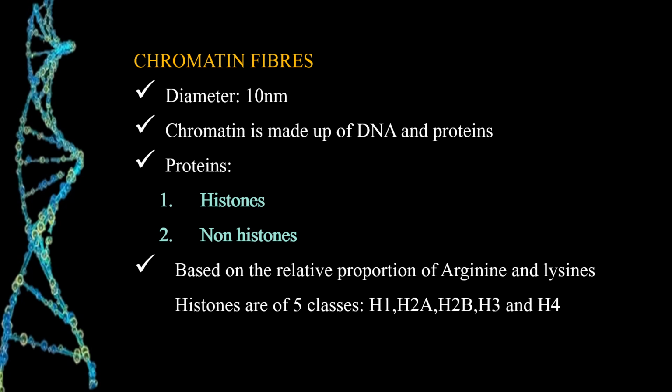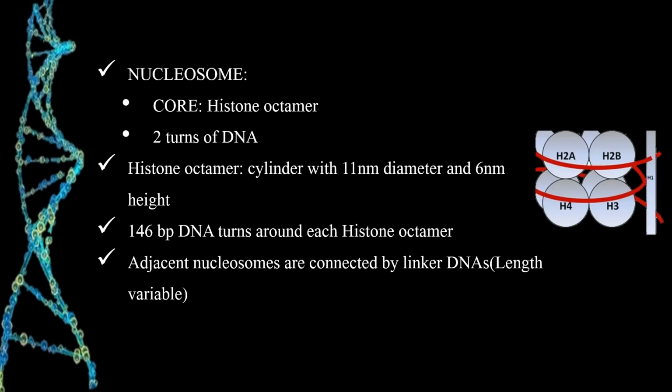Of these 5 classes, H3 and H4 are highly conserved in evolution with similar amino acid sequences even in totally unrelated species. The 10 nanometer fiber is arranged in the form of a beaded string where each bead is designated as a nucleosome. So nucleosome can be considered as the basic unit of chromosome. These repeating nucleosomes make up a chromatin.